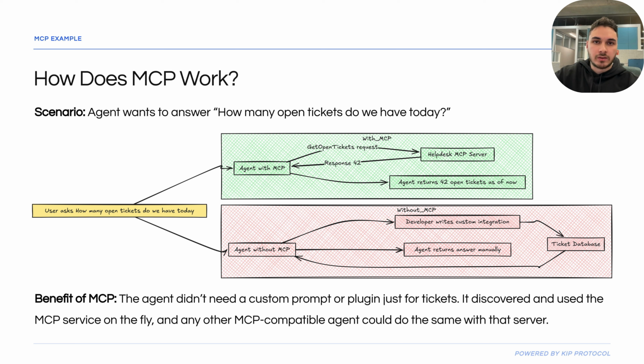If tomorrow we build another agent, even using a different AI model or framework, as long as it's MCP compatible, it could also query the help desk server in the same way. We don't need to build the integration again. So the example highlights the benefits.